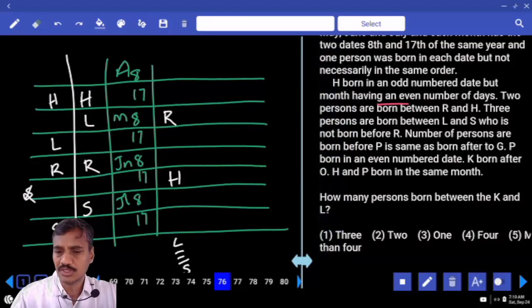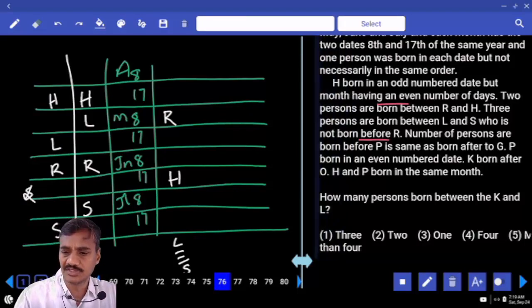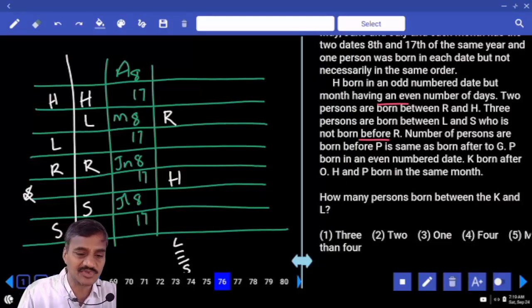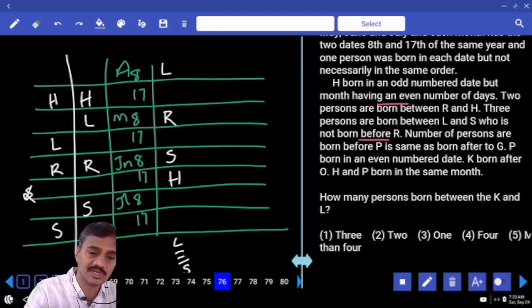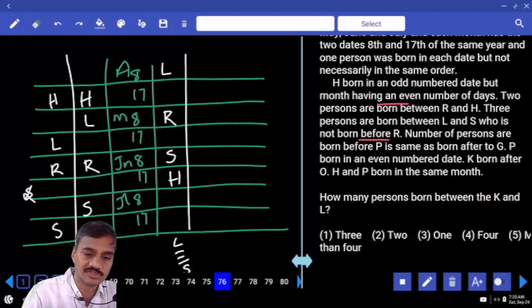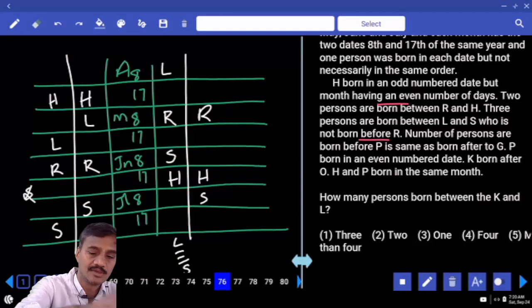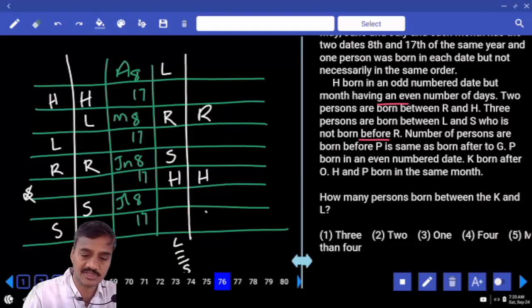R and H, 3 persons between L and S. S is not born before R. S is after this R. Hence, where to place this S? S can be here. If S is here, there are 3 persons between S and L, L is at this place. That is one such possibility. Next, R is here, H is here. Then S cannot be at this place. Hence, what is the next possibility we have here? S is here. 1, 2, 3, L is at this place.